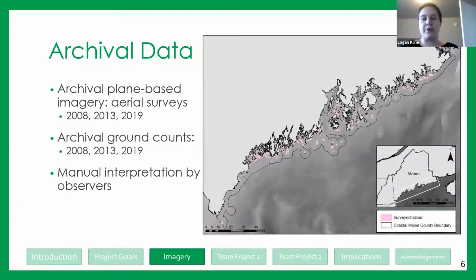The U.S. Fish and Wildlife Service flew aerial surveys to capture imagery of roughly 270 of Maine's coastal islands in 2008, 2013, and 2019. Archival ground counts exist for these years to compare manual imagery counts to. I'll touch on the ground survey protocol in a few slides, but major shout out again to the Fish and Wildlife Service and our other partners for providing this imagery and archival data sets.